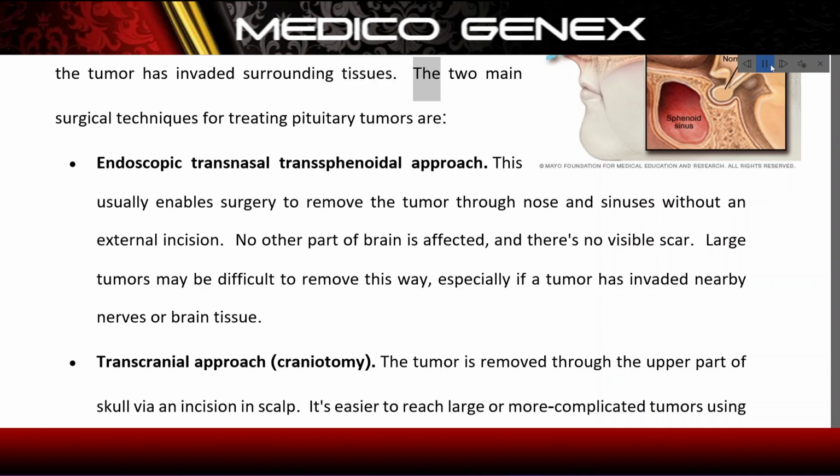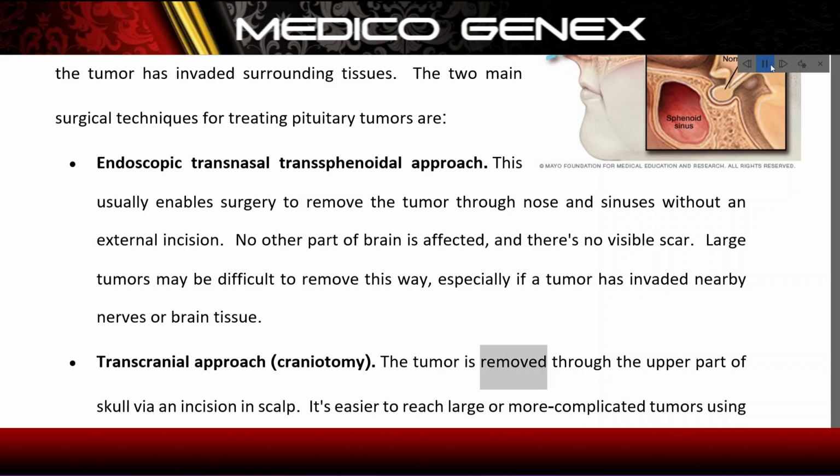The two main surgical techniques for treating pituitary tumors are the endoscopic transnasal transsphenoidal approach. This usually enables surgery to remove the tumor through the nose and sinuses without an external incision. No other part of the brain is affected, and there's no visible scar. Large tumors may be difficult to remove this way, especially if a tumor has invaded nearby nerves or brain tissue. The other is the transcranial approach, craniotomy.